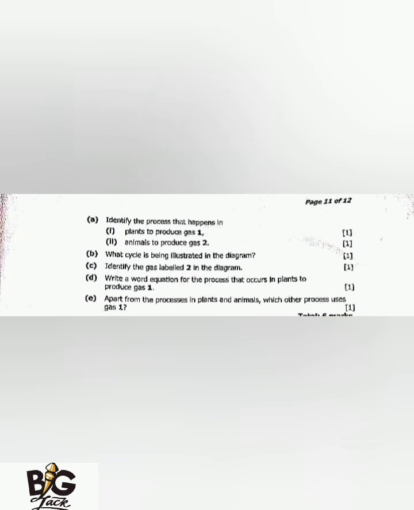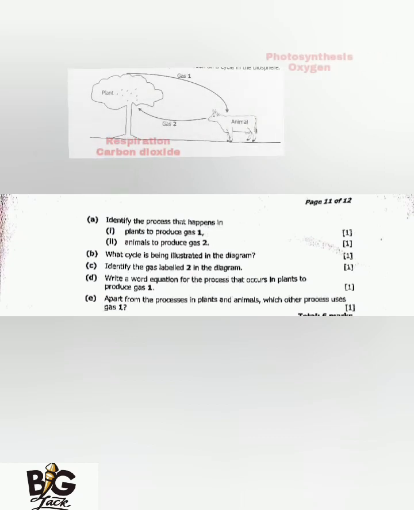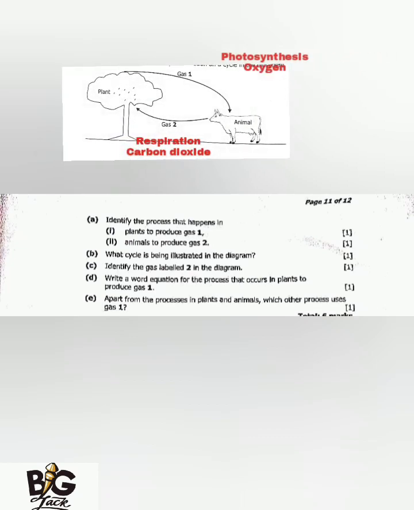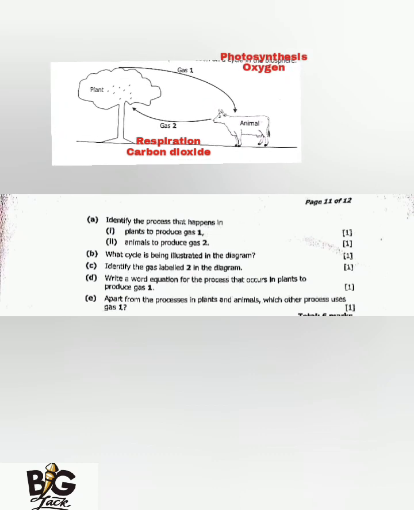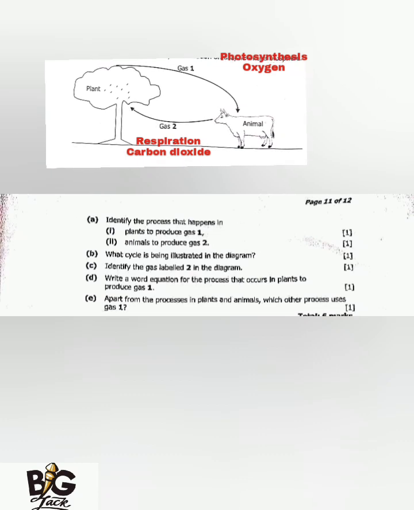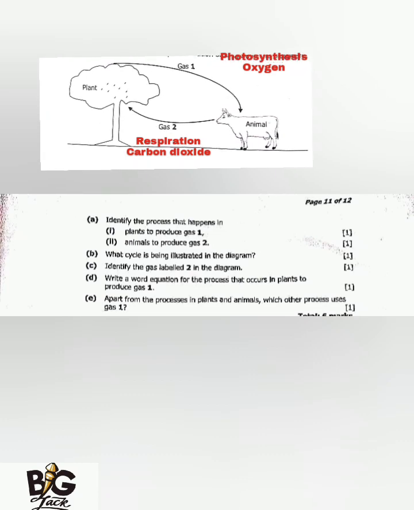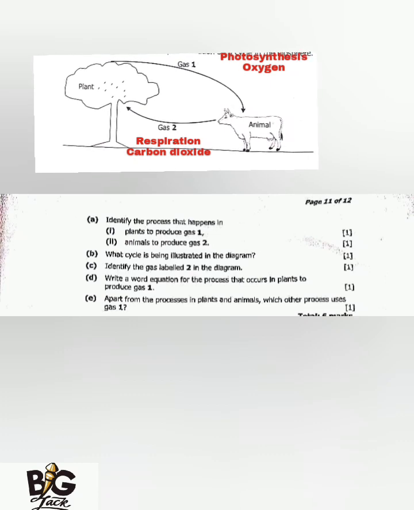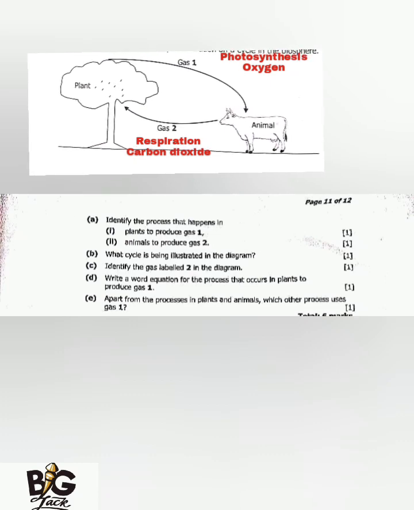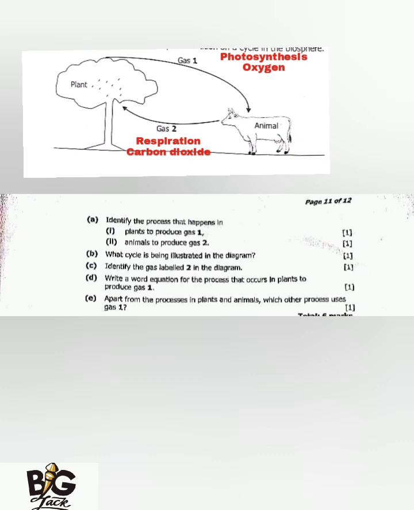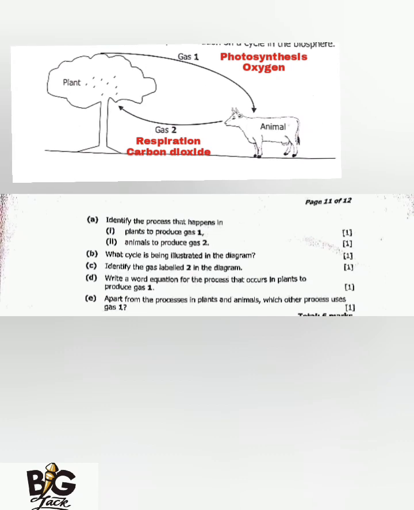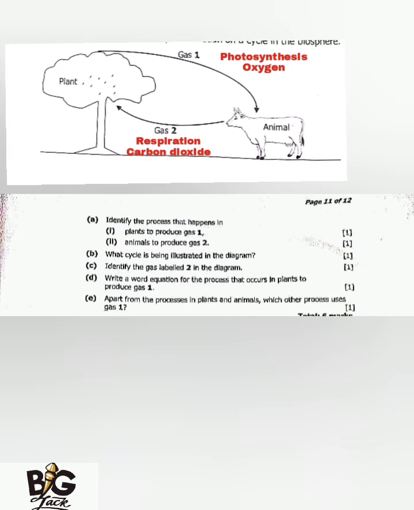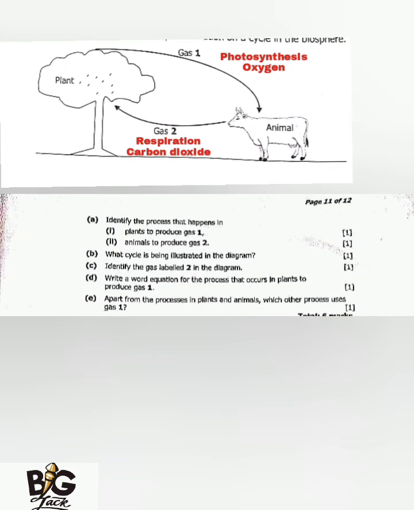So the first question, which is question A, is saying, identify the process that happens in Roman numeral number 1, plants to produce gas 1. Now we know that for gas 1 to be produced, photosynthesis should occur. So the answer here is photosynthesis. Then Roman numeral number 2 is saying, animals to produce gas 2. So the answer here is going to be tissue respiration, or just respiration.